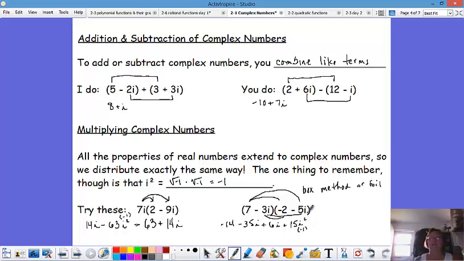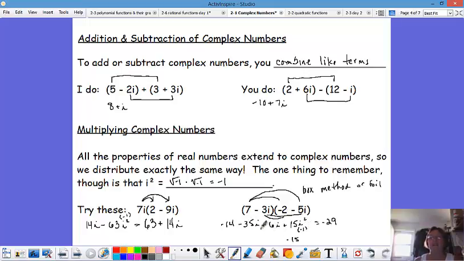And then I'm going to start combining things together. Negative 1 times 15 is negative 15. Negative 15 and negative 14 is negative 29. And I'll just write under here, that was a minus 15 after we changed that i squared to negative 1.